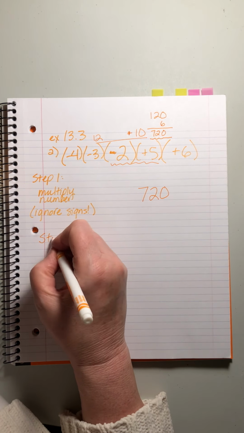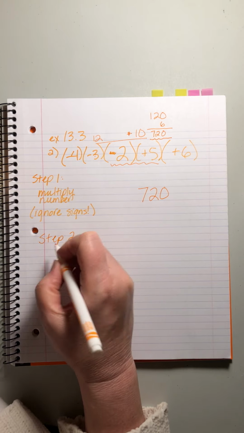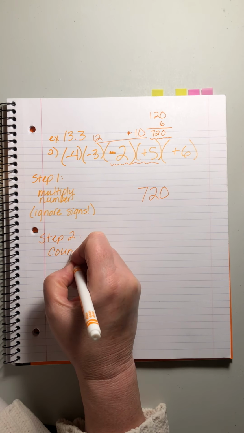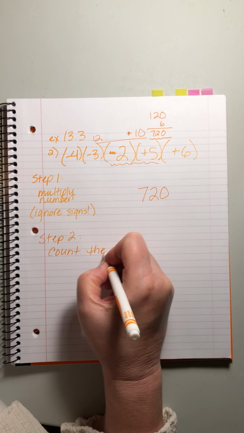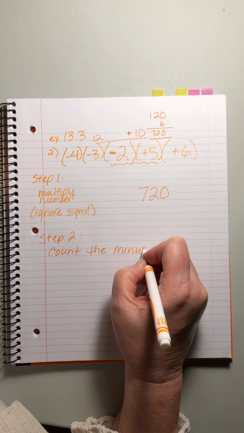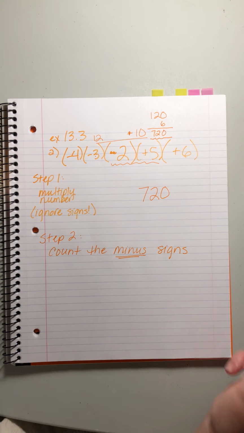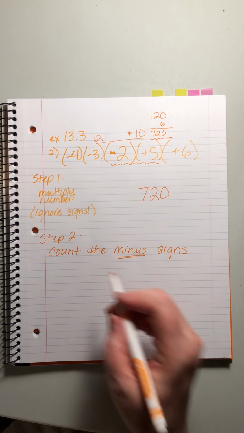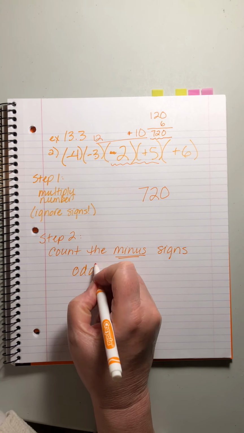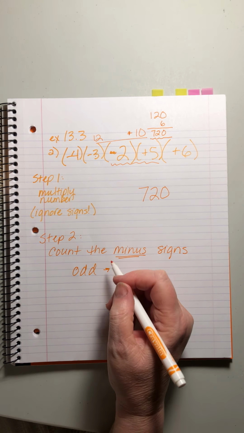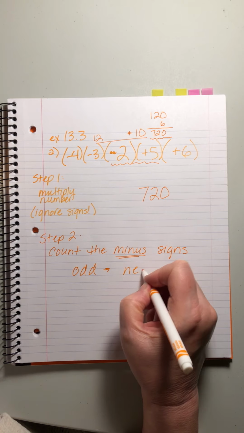Step 2, count the minus signs, not the positive signs. Count only the minus signs. If you end up with an odd number of signs, that means that your answer is negative.